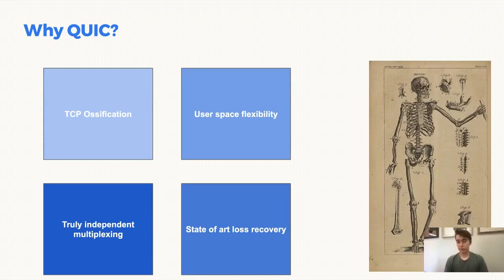With QUIC, since it's implemented in user space, we can change and iterate it as fast as we can push software to our servers or release software to things like mobile apps. And of course, additionally, as I said before, QUIC has independent streams that can be multiplexed at the connection layer. And since it's been designed recently, it can integrate decades of experience running protocols on the internet like TCP, which lets us have state-of-the-art loss recovery.